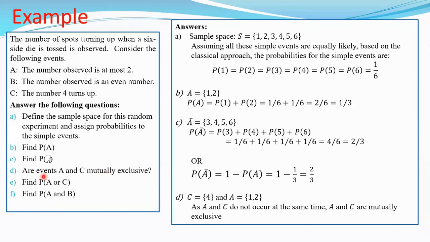Right? So we have to know what the elements belonging to A and C are. Already we defined A as 1, 2. And what is C? C is that the number 4 turns up. So there is only one element, 4. So C is 4 and A is 1, 2. Looking at A and C, there is no common element. So these two events cannot occur at the same time. If there were some common elements, then we couldn't say that. But here there is no common element for both A and C. So A and C do not occur at the same time. Therefore, we can say that A and C are mutually exclusive. Right?